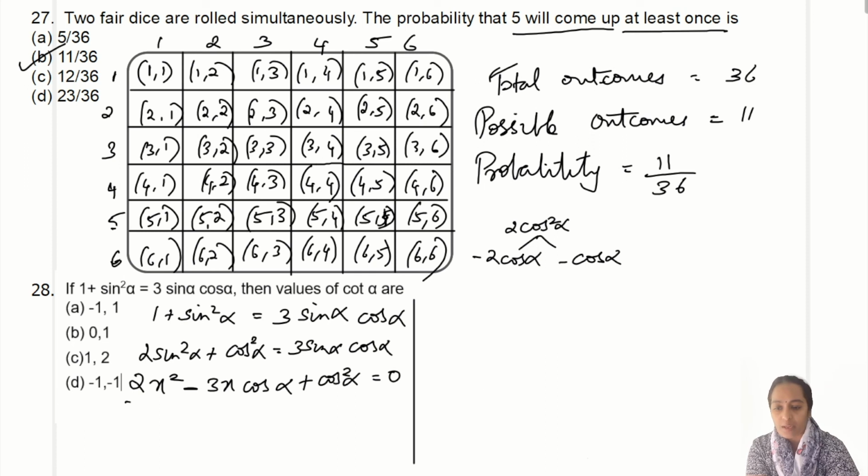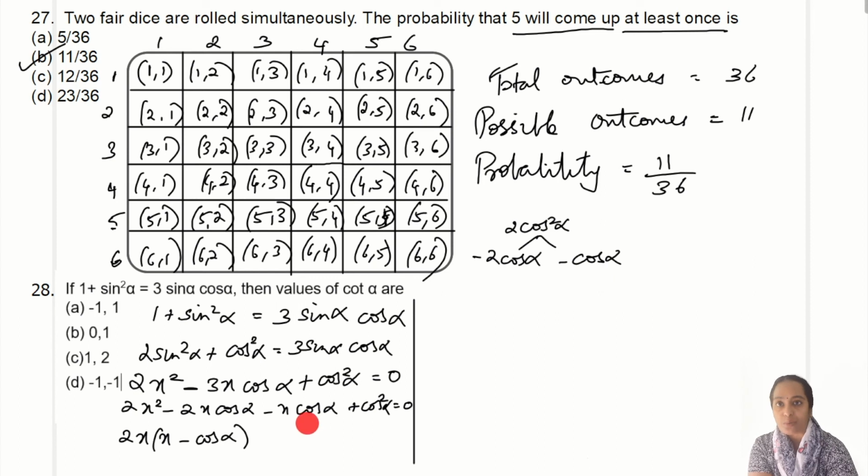So 2x square minus 2x cos alpha minus x cos alpha plus cos square alpha equal to 0. So now what is common in the first two terms, 2x square and 2x cos alpha? 2x is common. You can take it out. So inside I'll have x minus cos alpha. And in the third and the fourth term, x cos alpha and cos square alpha, what is common, children? Cos alpha is common. So I'll write minus cos alpha. Again, I have x minus cos alpha equal to 0. So I have 2x minus cos alpha into x minus cos alpha equals 0.